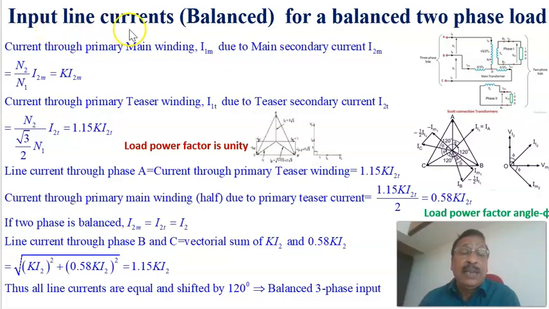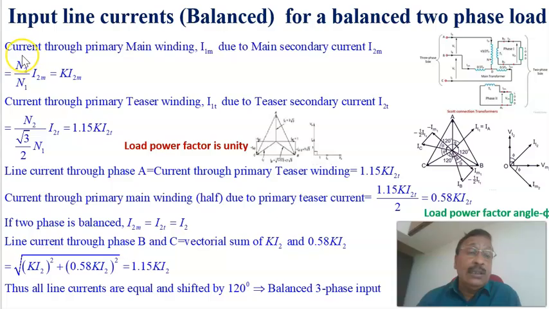In this slide, I will be explaining a balanced two-phase load. That is, we are connecting a balanced two-phase load, meaning the load currents are equal in the main as well as the teaser transformer secondaries. For a balanced load current at the output, the input side current is balanced. The currents through the three-phase inputs are balanced, having equal magnitude, and they are shifted by 120 degrees.